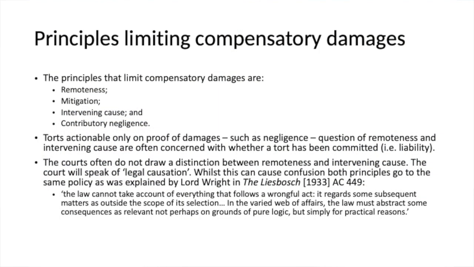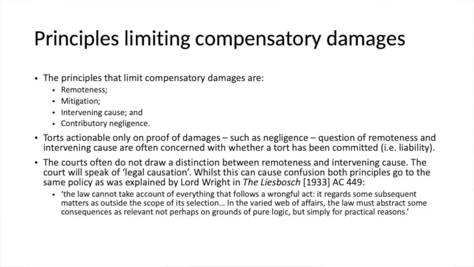So let's look then at the principles which limit compensatory damages. These are all well known, but again, they're well worth reviewing. So the principles that limit compensatory damages are remoteness, mitigation, an intervening cause, and contributory negligence. For torts which are actionable only on proof of damage, such as negligence, obviously, the questions of remoteness and intervening cause are often concerned with whether a tort has been committed, effectively liability. But they also serve to limit the damages and compensatory damages when you assess individual heads of loss.